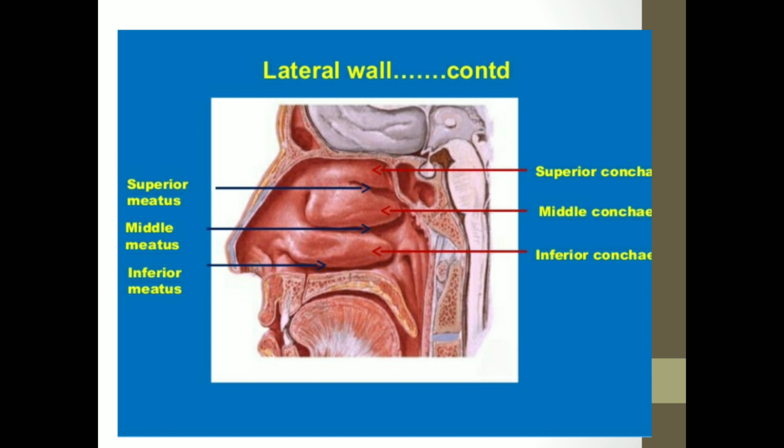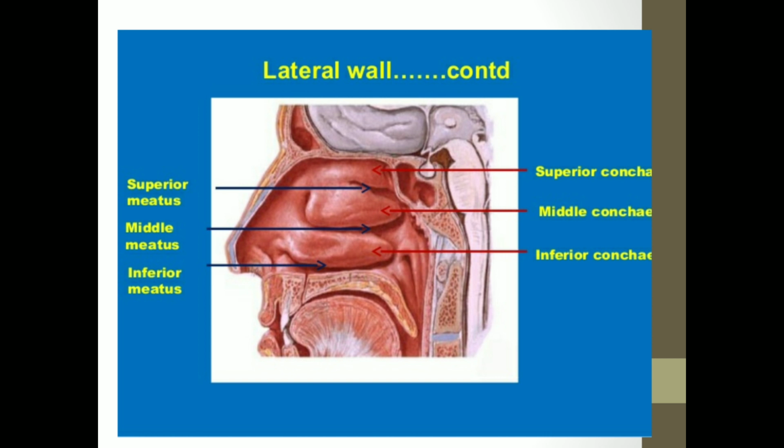What do you mean by vestibule? A small depressed area in the anterior part. It is lined by modified skin and contains short, stiff, curved hair called vibrissae. You see the short, stiff hair in your nose; they are called vibrissae.